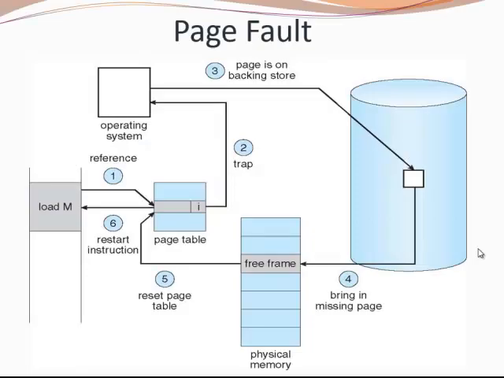In this diagram, there is a scenario in which, when a page fault occurs, the operating system will transfer that page from the secondary storage to primary storage, update the page table, and after that resume the operation. Let's discuss the diagram. The CPU generates the logical address to load page M. For that, it references the page table in order to get the frame where this page is mapped.